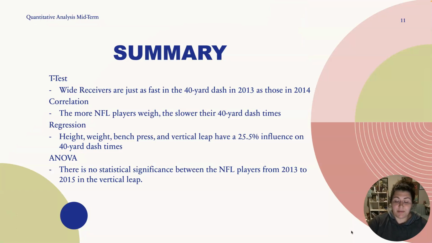All right, and then to summarize everything we went through, all four tests. To begin with, we looked at the 2013 and 2014 wide receivers. It did show that there was no difference between them, so wide receivers and their 40-yard dash in 2013 was just as fast as those in 2014. Going into our correlation, it showed that the more the NFL players weighed, the slower their 40-yard dash times would be. And then going into our regression, to predict 40-yard dash times, as long as we know their height, weight, what they can bench press, and their vertical leaps, we had a 25.5% accuracy of predicting these 40-yard dash times.